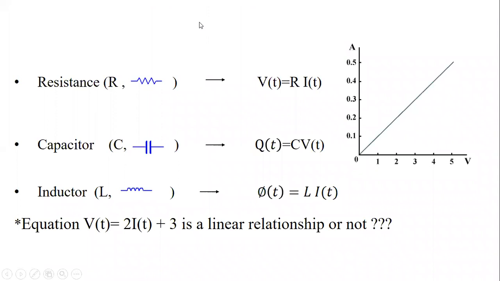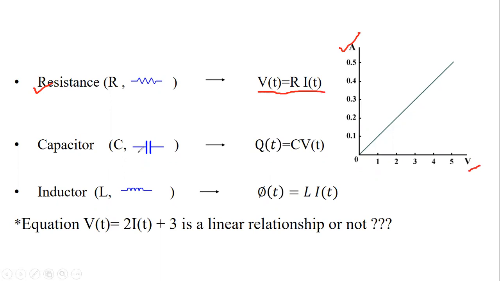The basic elements are resistance, inductance and capacitance. Is resistance linear or non-linear? The basic equation of resistance is v(t) equal to R i(t). V, the voltage, is on the x-axis and the current is on the y-axis. So this is y(t) equal to kx(t), so this is a linear element.